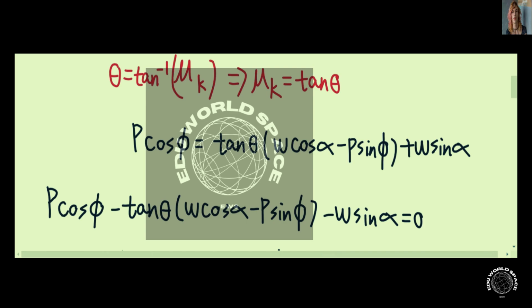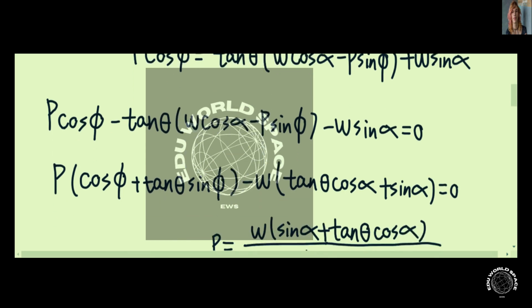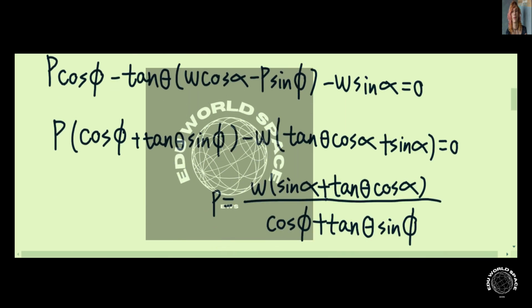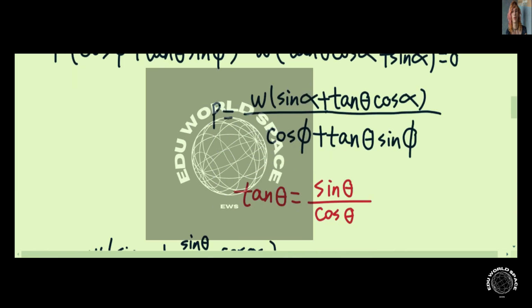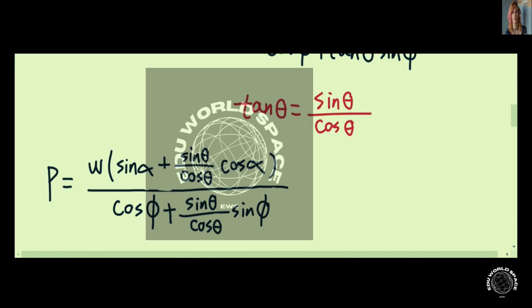So now we can do some rearrangement here. So we have P times cosine phi plus tangent theta sine phi, minus W times tangent theta cosine alpha plus sine alpha, is equal to 0. So we have P is equal to W times sine alpha plus tangent theta times cosine alpha, over cosine phi plus tangent theta times sine phi. Remember, tangent theta is equal to sine theta over cosine theta. Therefore, we have such an equation here.